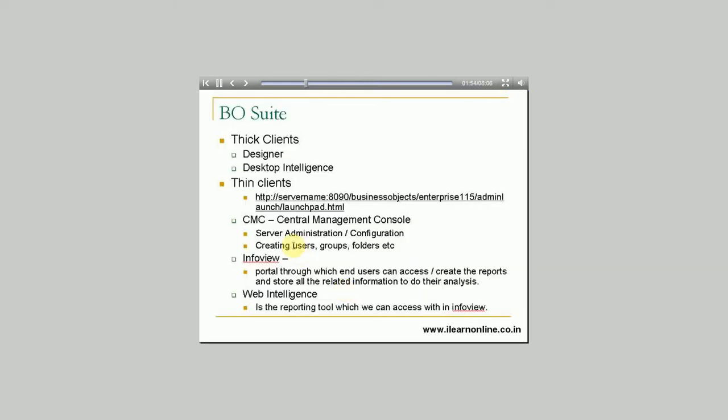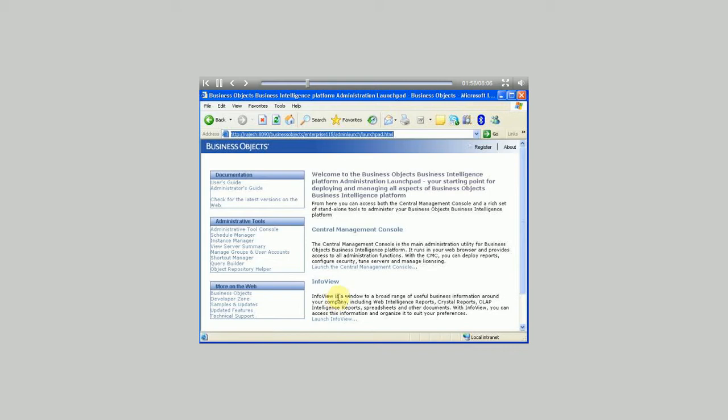So now, what is Web Intelligence? Web Intelligence is part of your InfoView portal. If you want to create a report using WebI, first you log into InfoView. From InfoView you create your new WebI document, if you have access to that, or if you have permission to create a new report as such.